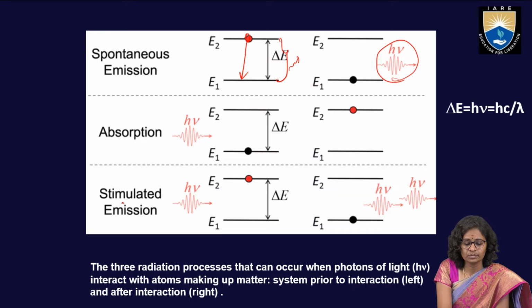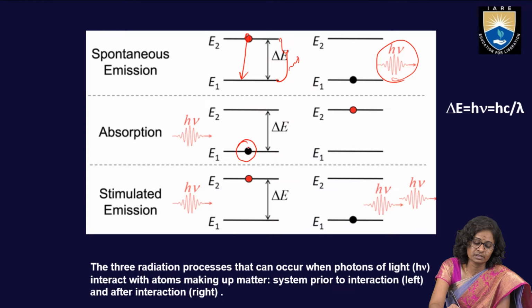In the case of absorption, the atom is in the ground state. Upon incidence of the radiation, this atom makes the transition from the ground level to the excited state. This we call absorption.